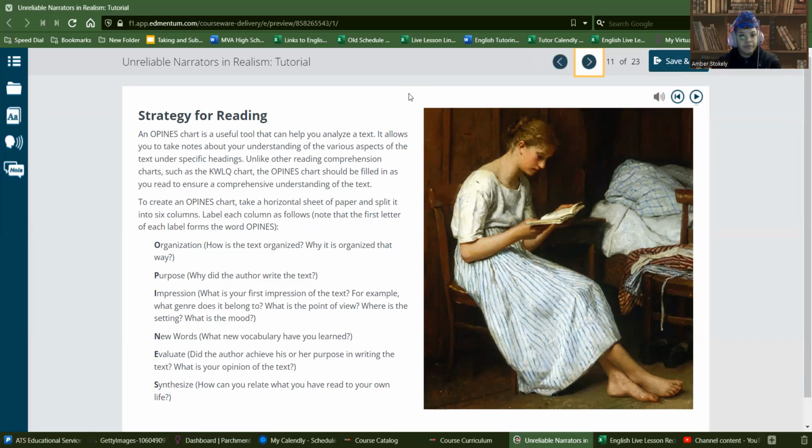Another way of organizing a text is to do it by order of importance. So if you have a topic, you want to address the most important thing about that topic first, and then the things that are less important in order as you go down.